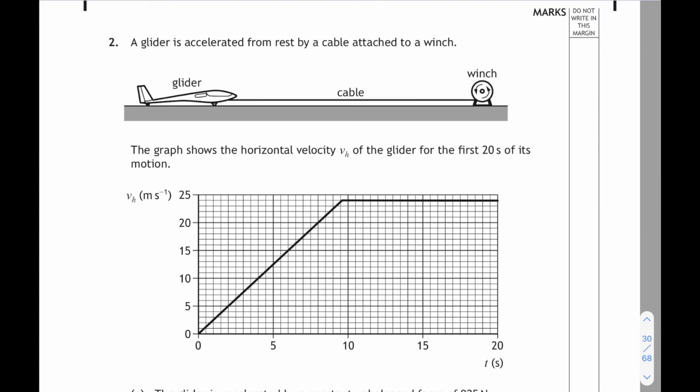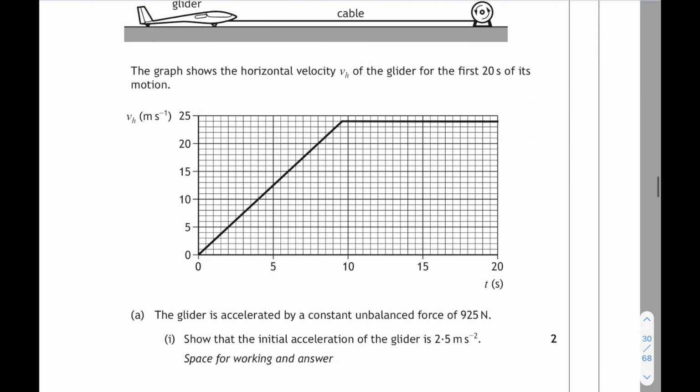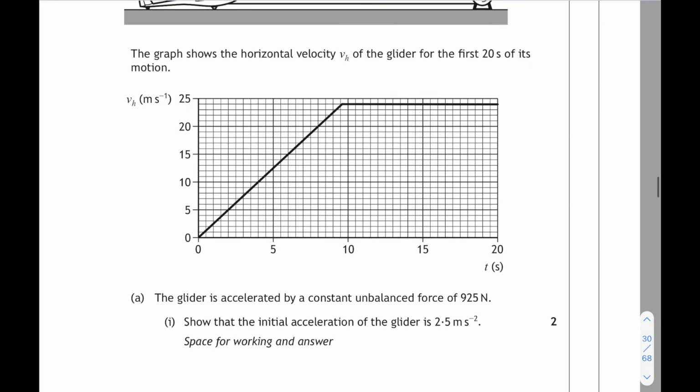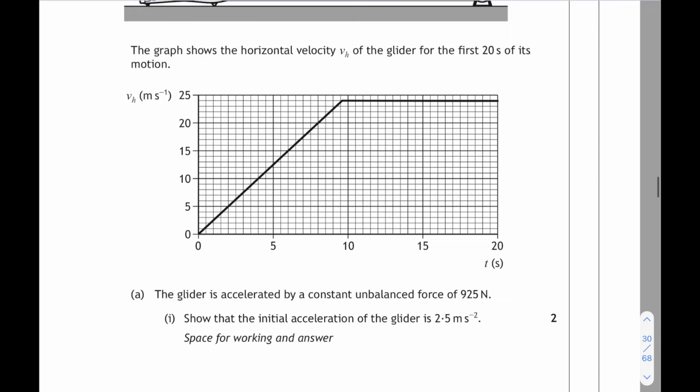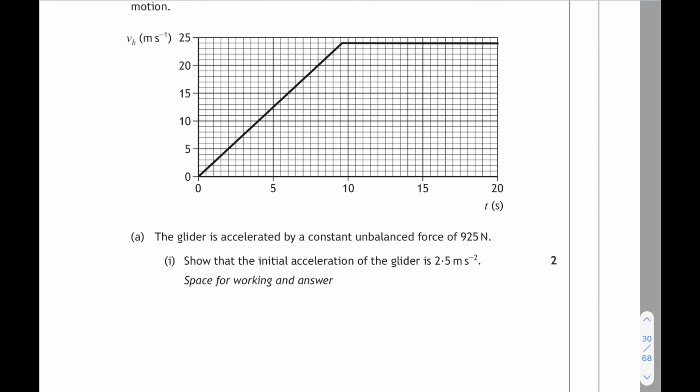Question 2, still on dynamics and space. A glider is accelerated from rest by a cable attached to a winch, and the graph shows the horizontal velocity of the glider for the first 20 seconds of its motion. The glider is accelerated by a constant unbalanced force of 925 newtons, and we've to show that the initial acceleration of the glider is 2.5 meters per second squared. So we're going to be using the slope part of the graph to work out the acceleration.